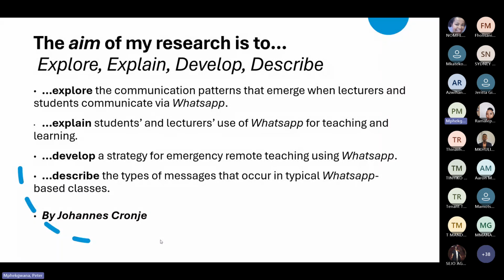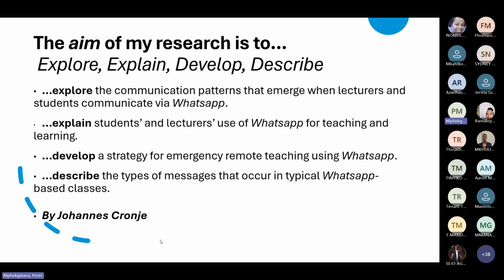The entire research is explaining. We know that it's there, it's happening, but we want to explain the use of WhatsApp for teaching and learning. Is it good, is it bad, what are the consequences, what are the pros, and so on. We want to explain the consequences and the benefits of using WhatsApp for teaching and learning. So the main idea of our research aim is to explain.